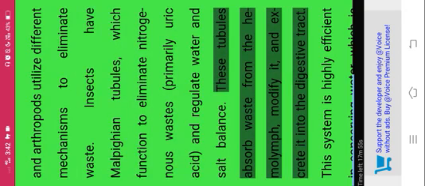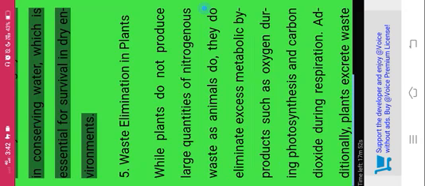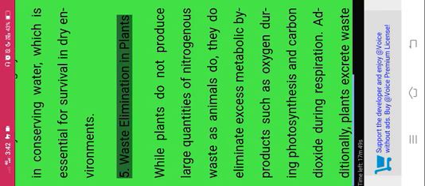These tubules absorb waste from the hemolymph, modify it, and excrete it into the digestive tract. This system is highly efficient in conserving water, which is essential for survival in dry environments. 5. Waste elimination in plants.